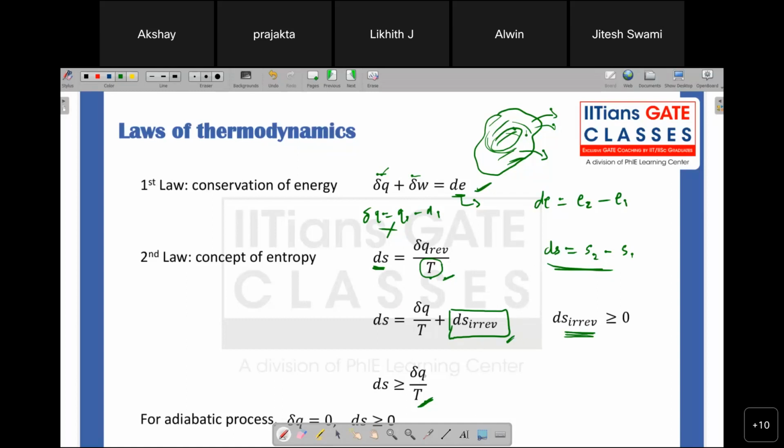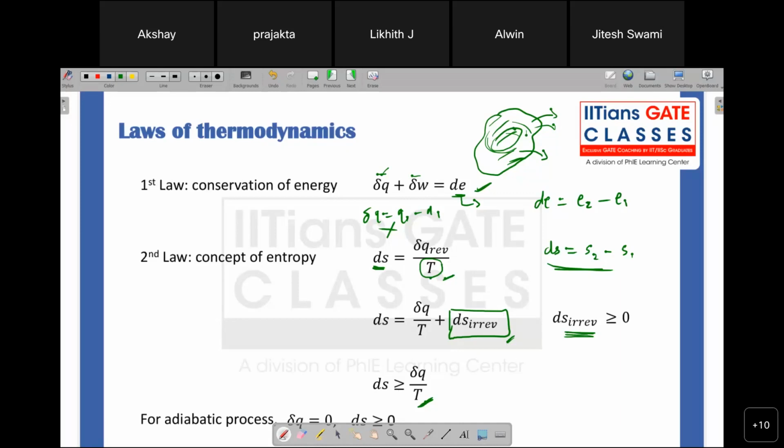Now for the adiabatic process, because I am going to talk about the isentropic relation, I have to introduce you to the adiabatic process. The adiabatic process is nothing but a process in which heat transfer is zero, so heat transfer is absent. There is no heat transfer, right? So that means dQ becomes zero, so my dS becomes greater than or equal to zero, depending on whether it is reversible or irreversible. That's it.